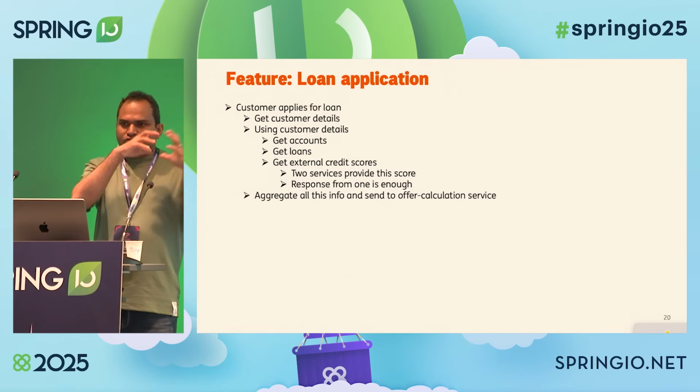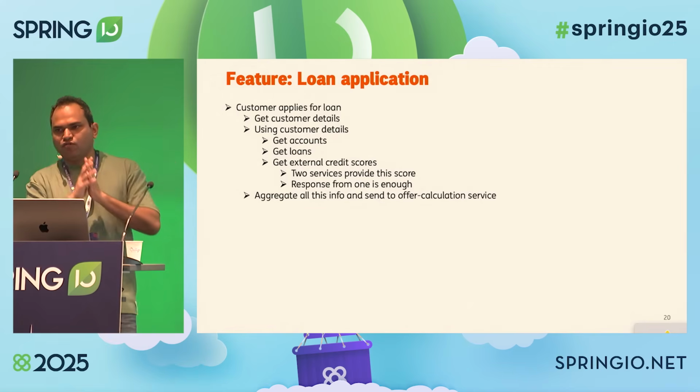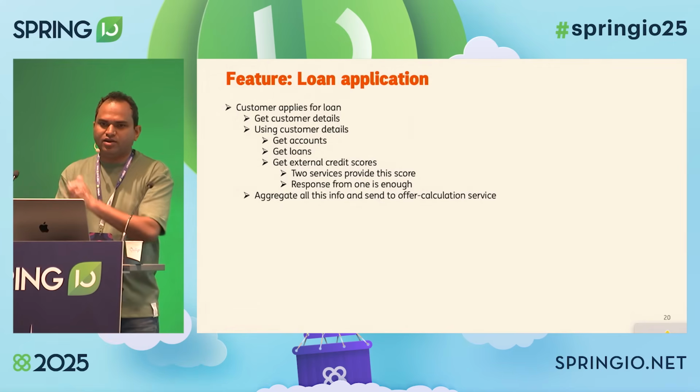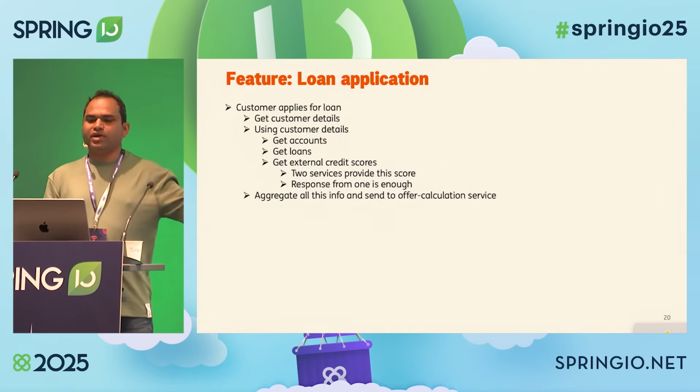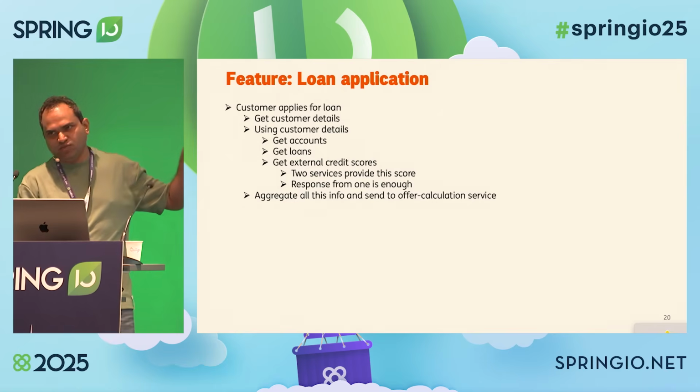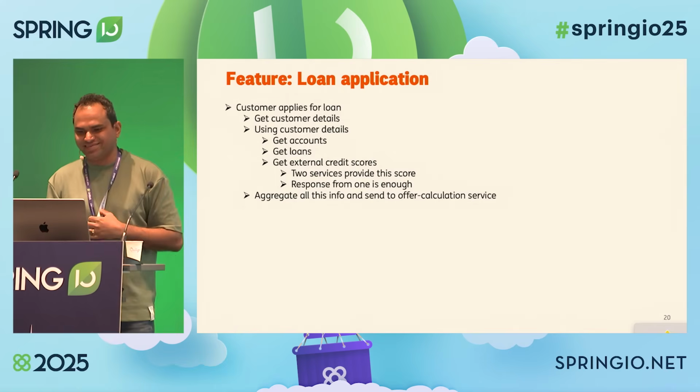And then when you have all of those details, we basically send it to an offer calculation service where we finally get an offer, and then we send that offer back to our customer. So this is the feature that we are going to implement using structured concurrency API.